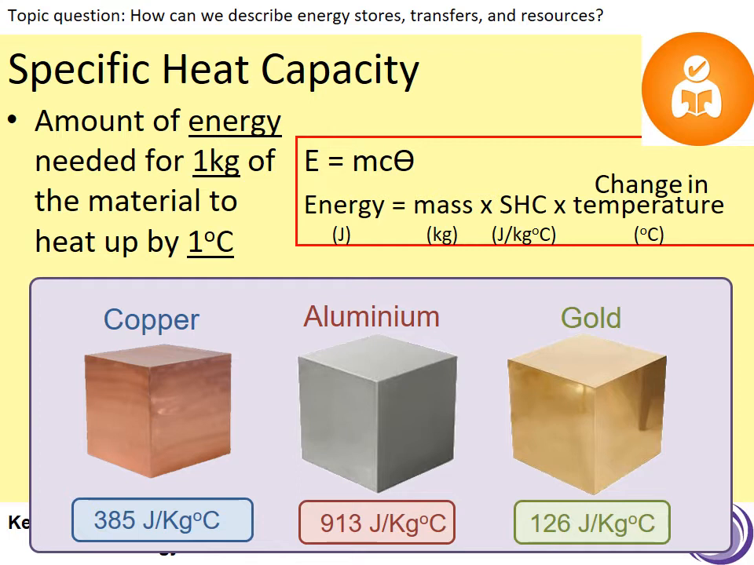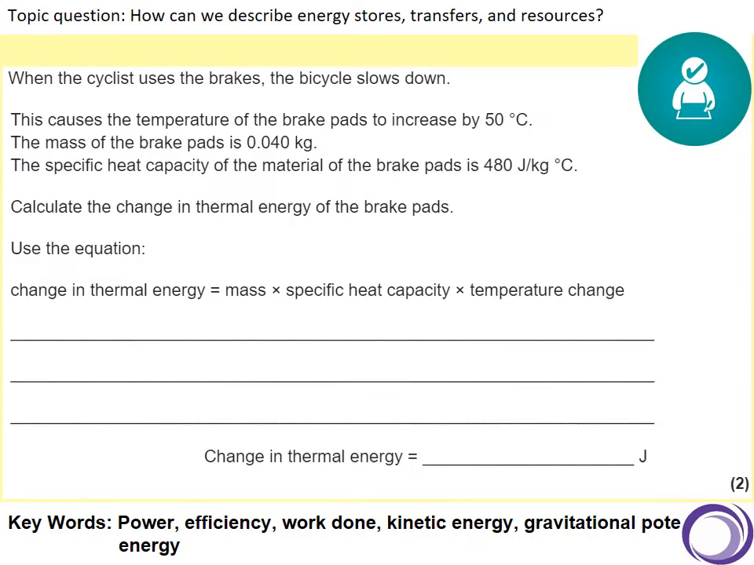And it can also be represented by the equation that's there. So your energy, so linked to your thermal energy, is your mass times by specific heat capacity times by your change in temperature. So in this example here, we're going to practice using that equation. So you will need to pick out the correct numbers from the statements above. Watch out for your command words and your keywords for this.